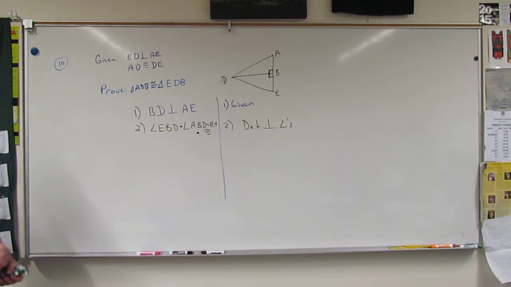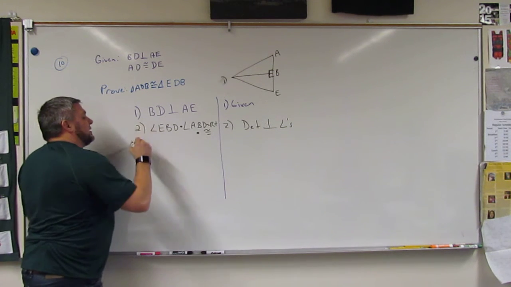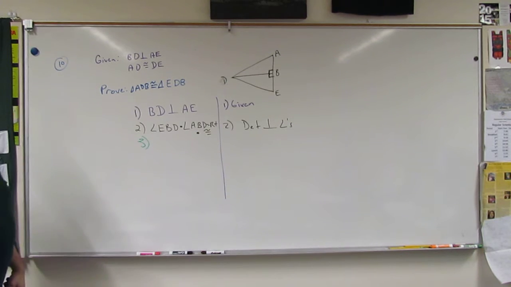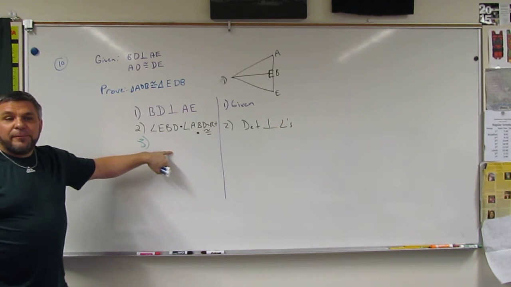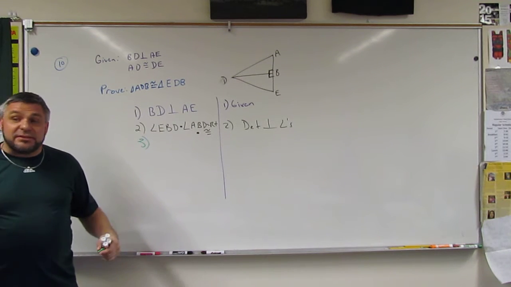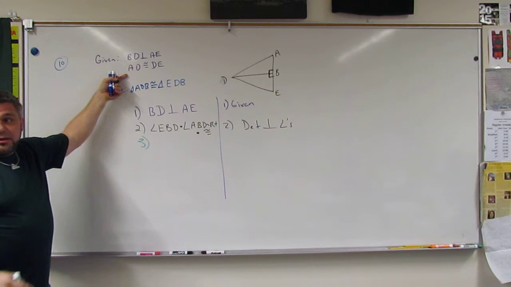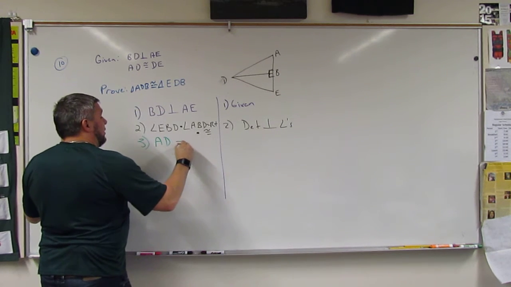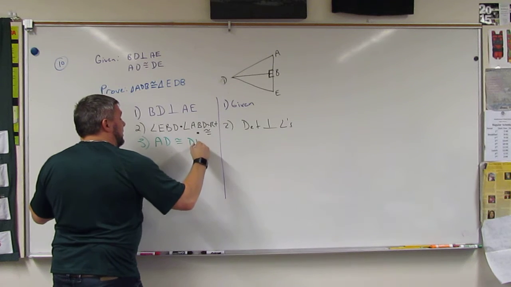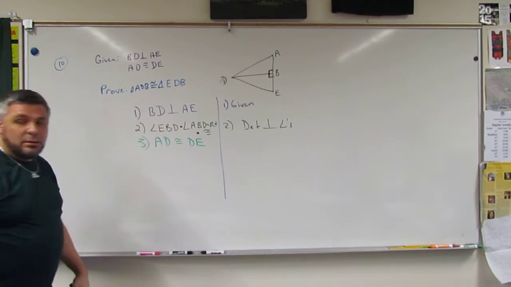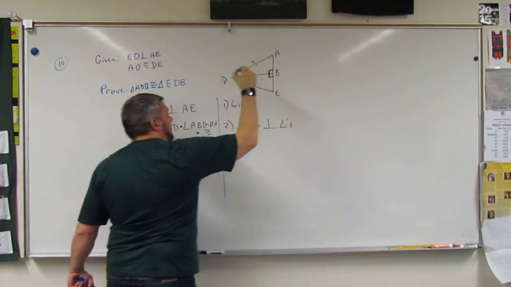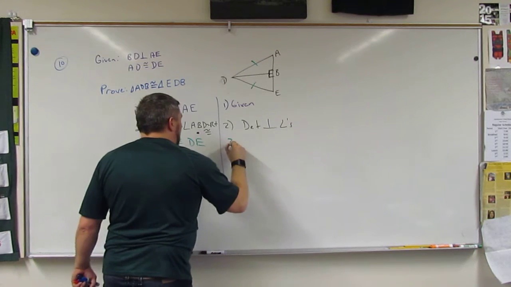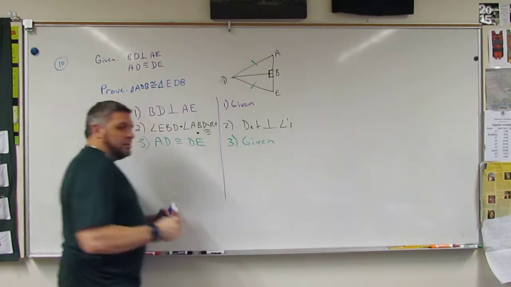Okay? Next. Next, we have 3. So number 3 is, okay, if I don't have anything else, I could put in the hypotenuse part, right? Or I could just start talking about some other things, like this given, right? AD is congruent to DE, right? Okay? AD is congruent to DE. Why? It's given. Okay.